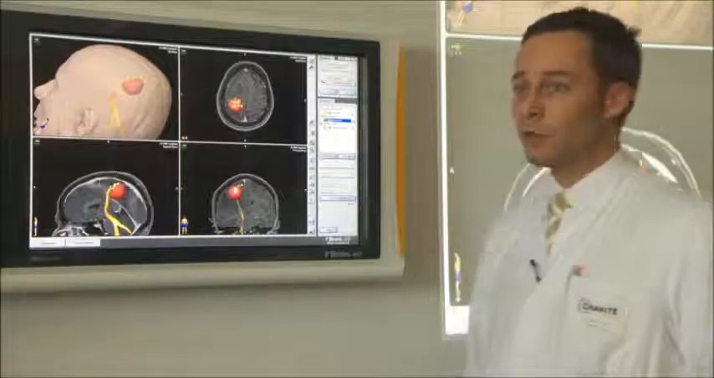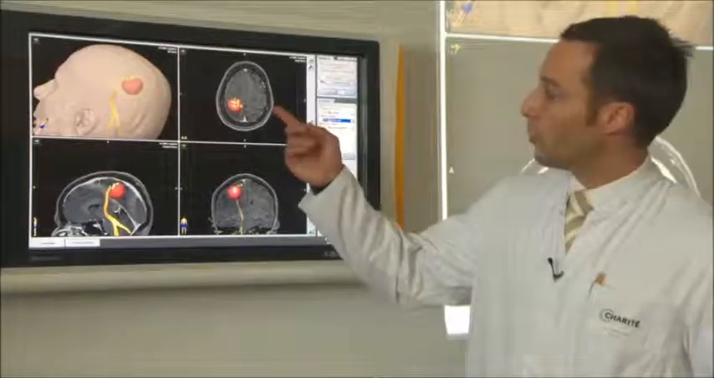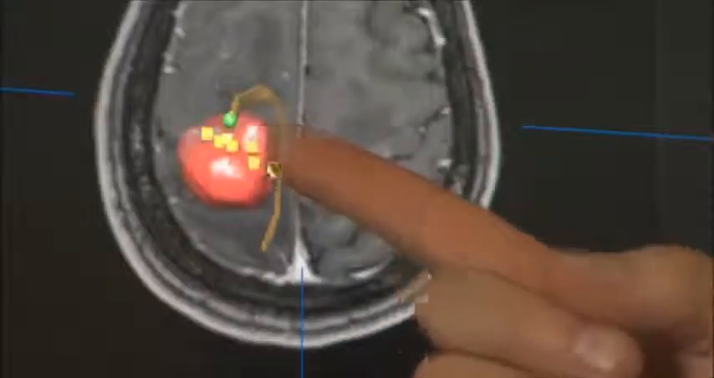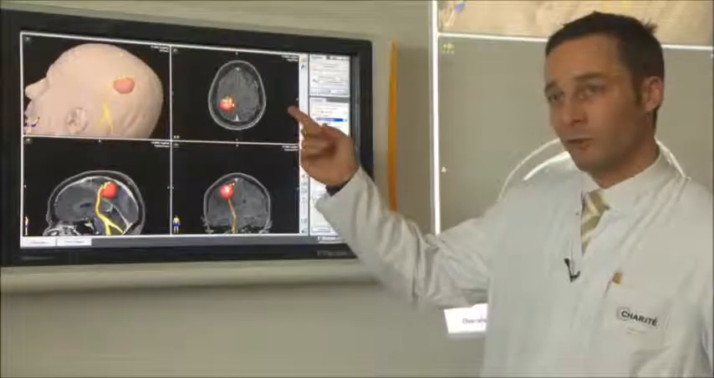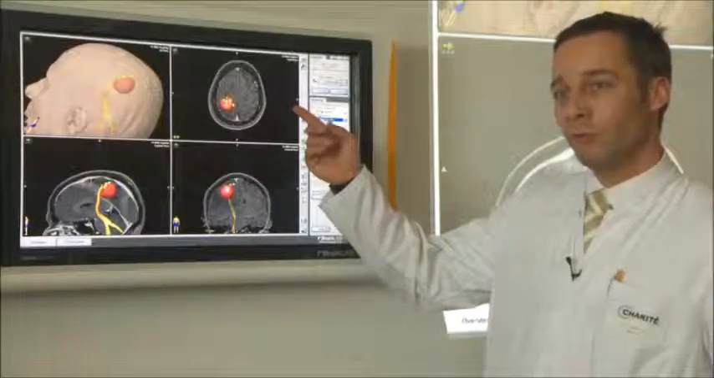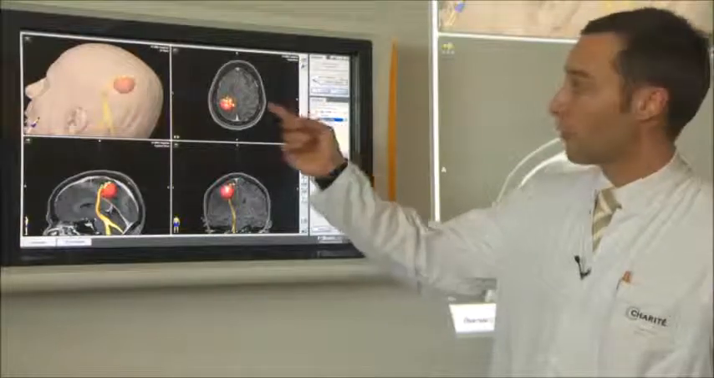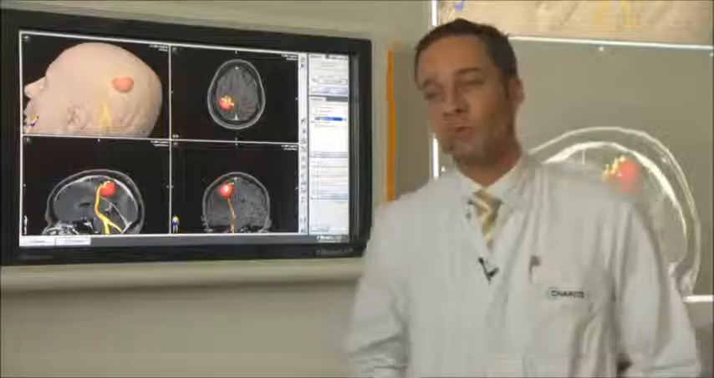And the result can be seen here. The yellow spots here just on top of the tumor, on top and a little bit in front of it, they represent the spots where the stimulation with the transcranial magnetic stimulation evoked responses in his muscles. So this is the primary motor cortex of this patient.